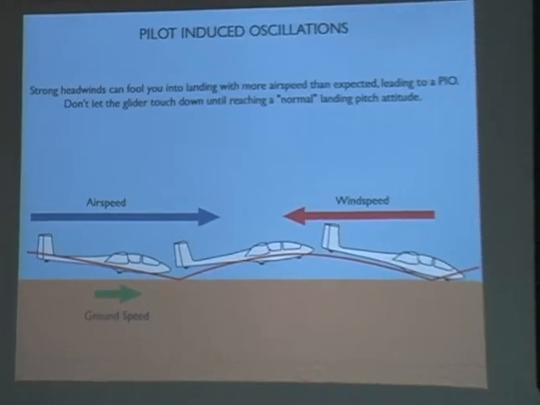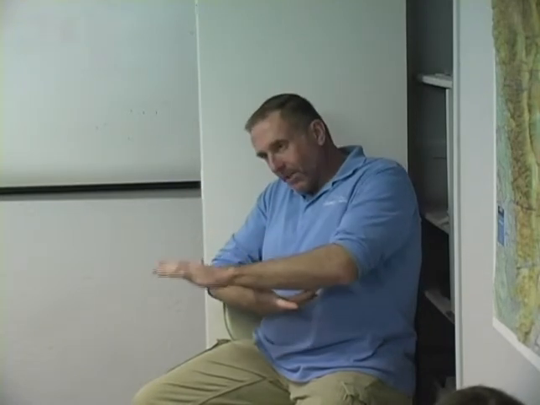Don't worry about how slowly the ground is going by, or even if it's going forward. Get it close to the ground, hold it off, and keep holding it off until the tail wheel hits. Then you'll be on the ground safely. You're not going to get back in the air.